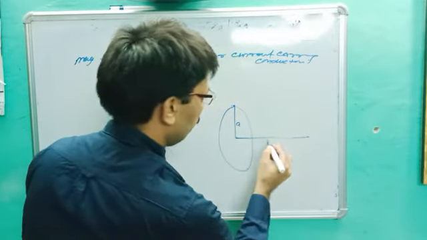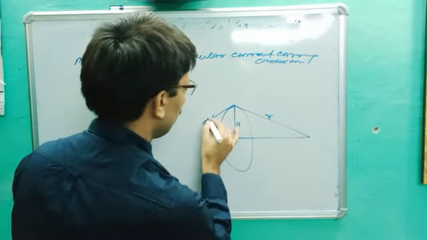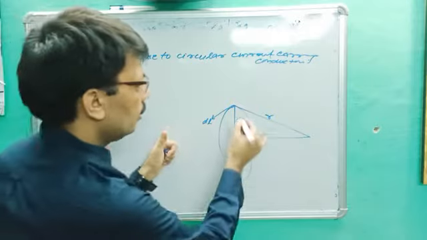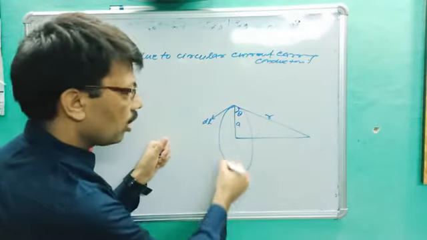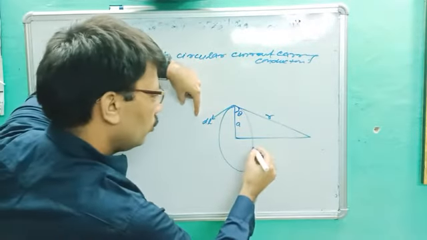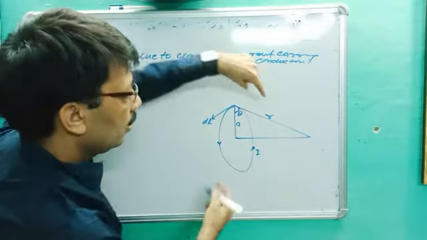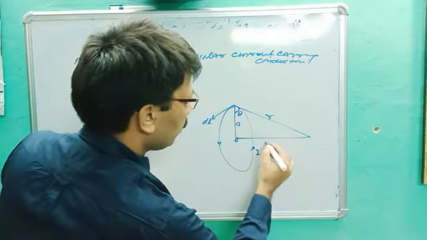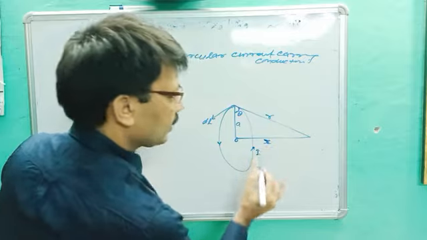At r distance, current element. You better know, in Biot-Savart application, all the time we have to assume a current element dl. This angle is theta. This is a circular coil, on the surface or circumference, so the current element will be dl. The flowing current is I. This distance is r. This angle is theta, and let's suppose from the origin that distance is x.